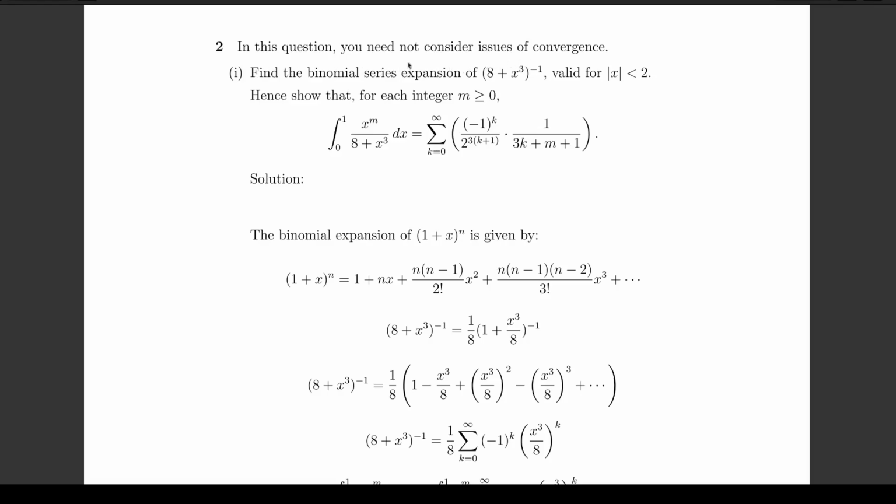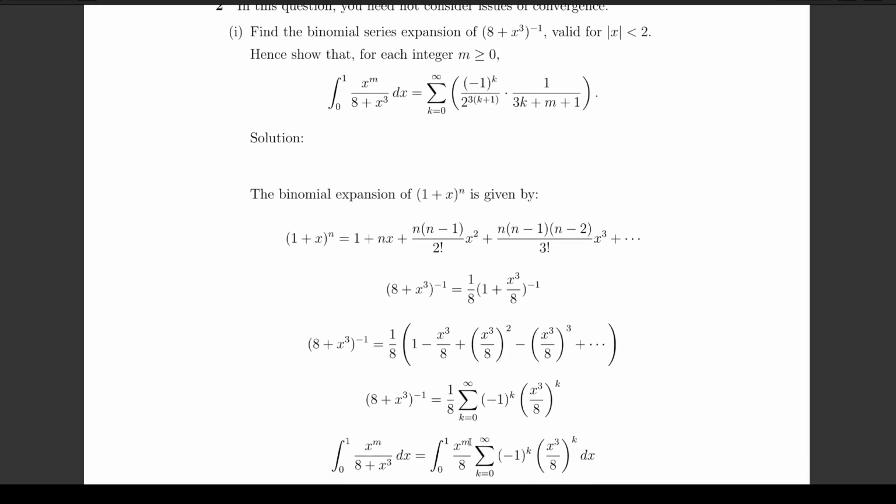That should be the answer to the first line. And then for the "hence show that", we have an integral, and that turns into a sum. We only have this information: they've only told us to convert this into the binomial series expansion, and we have it in this integral. So the first thing to do is just substitute our sum into there. We get something like this.